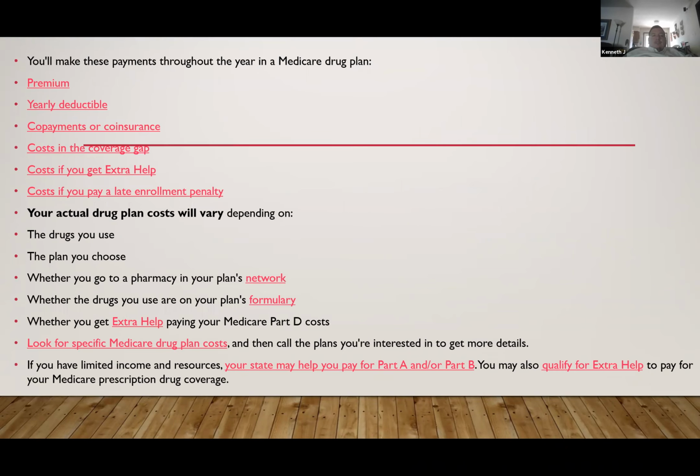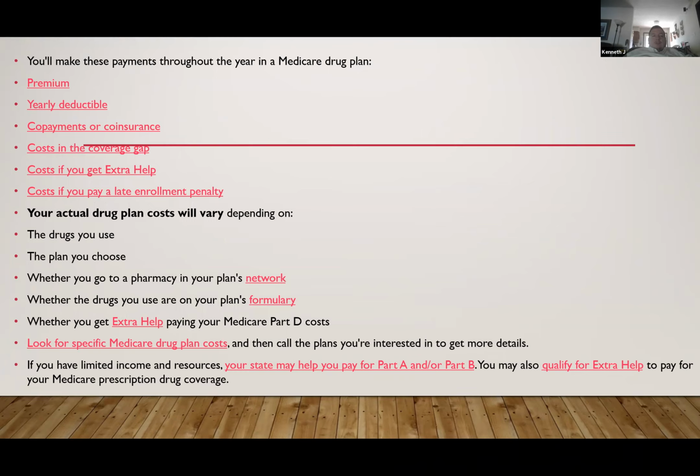You'll make these payments throughout the year in a Medicare drug plan. Premium, yearly deductible, co-payments, and co-insurances. Cost in the coverage gap. Cost if you get extra help. Cost if you pay a late enrollment penalty.